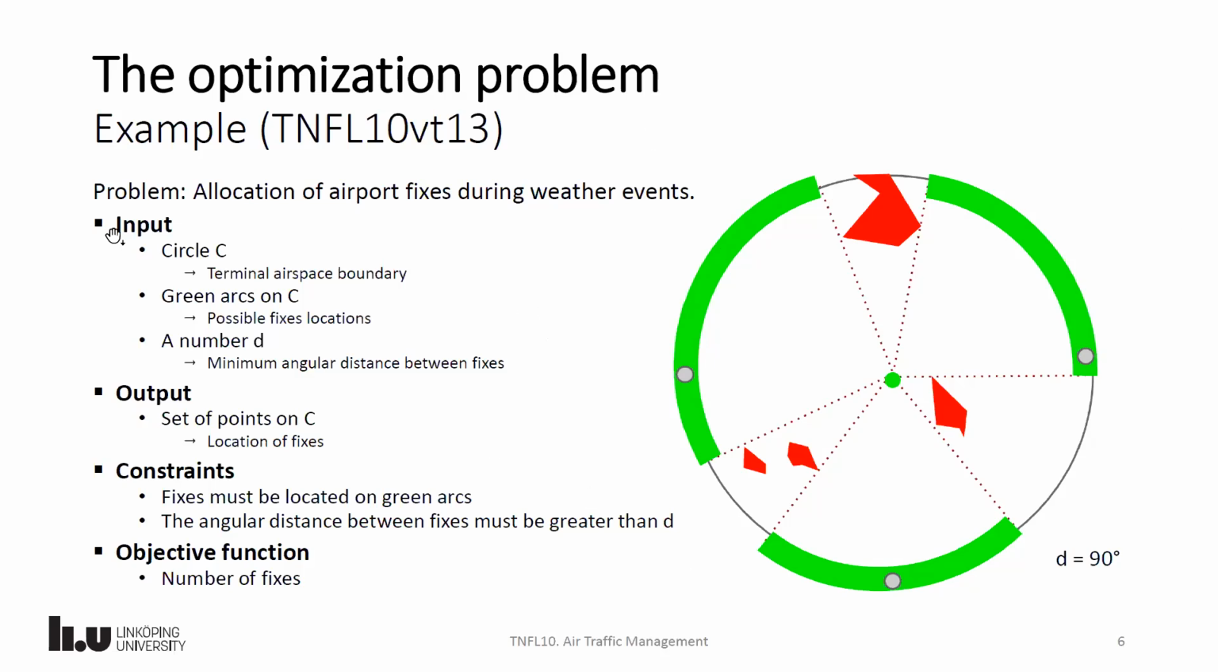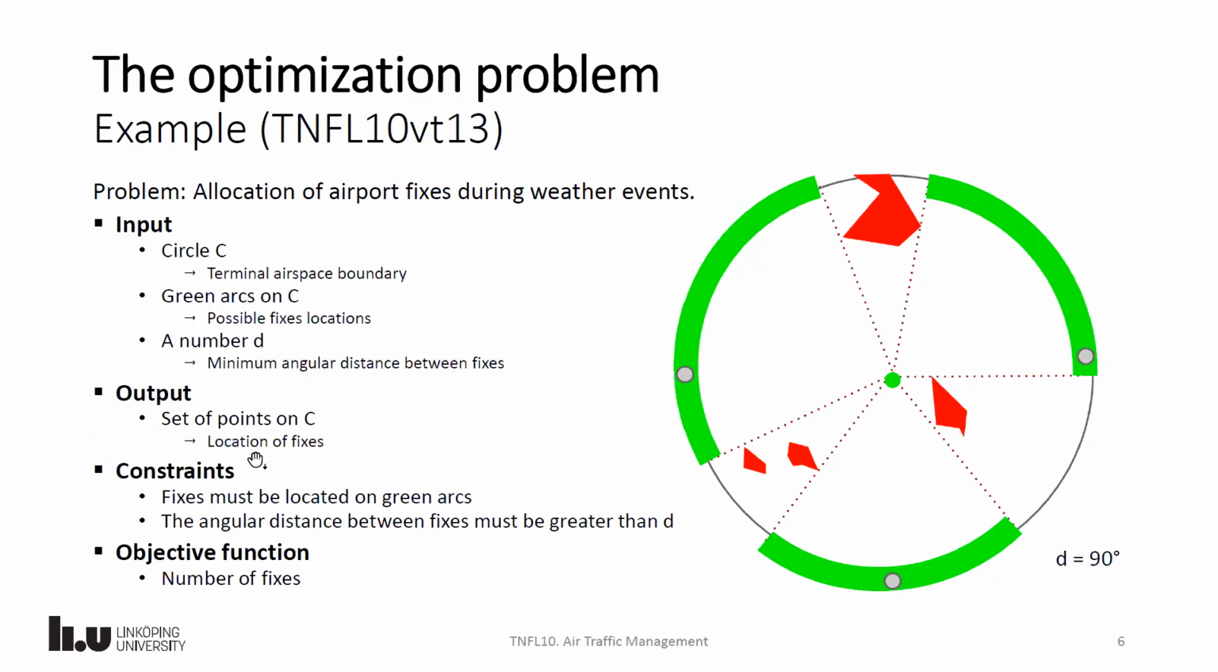So in this idea, the input could be a circle called C, which represents the terminal airspace boundary. So this circle over here, the black one. Then we have green arcs over this circle. These three over here represent the locations where the fixes can be. Then we have a number D, which is the minimum angular distance between fixes. In this case, it's 90 degrees. So this would be the angular distance between two consecutive fixes. So this is the input, the data that they have.